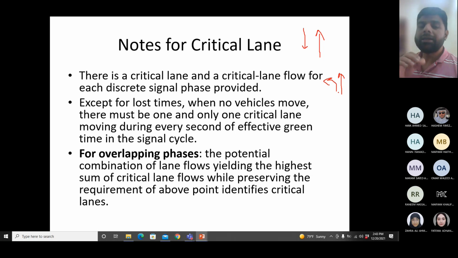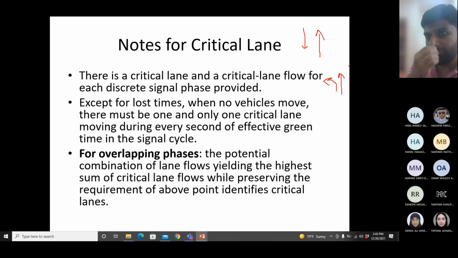So if you have different movements happening in the same phase, starting and ending at the same time, then only one of them will have the critical lane. But if you have overlapping phases, then each phase will have its own critical lane. Right? So if you have, let's say, 2 lanes in this direction, 2 lanes in this direction, so one of these 2 lanes will become critical here, and one of these 2 lanes will become critical on this side. So you will have 2 critical lanes then.